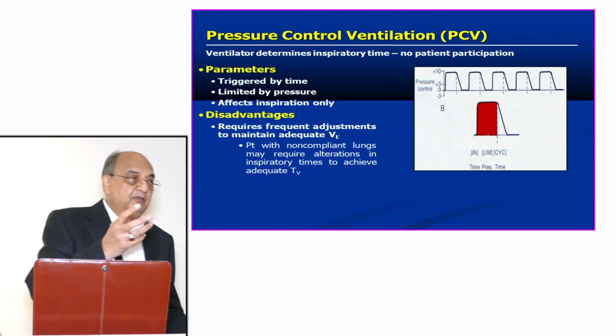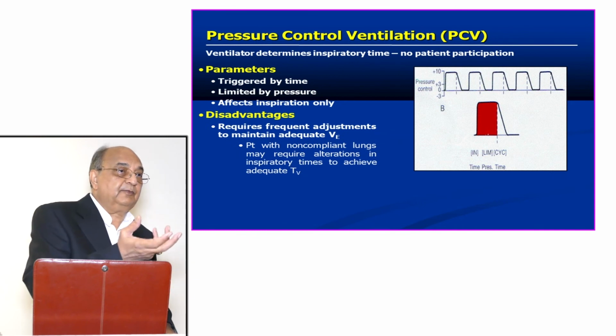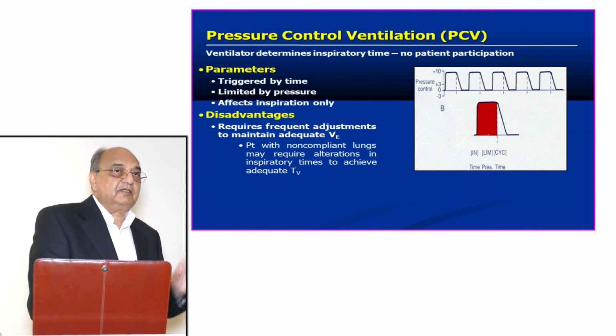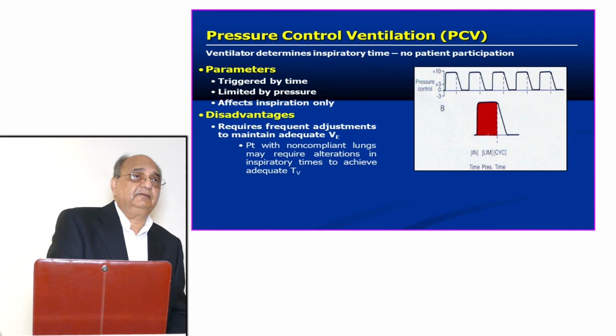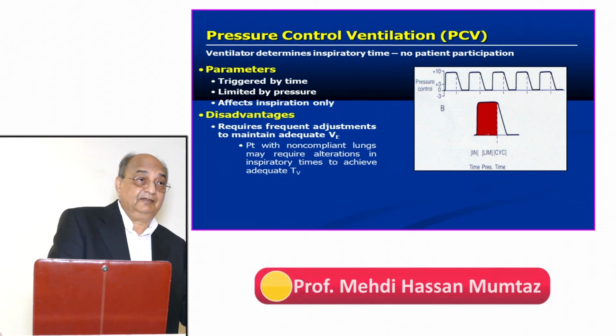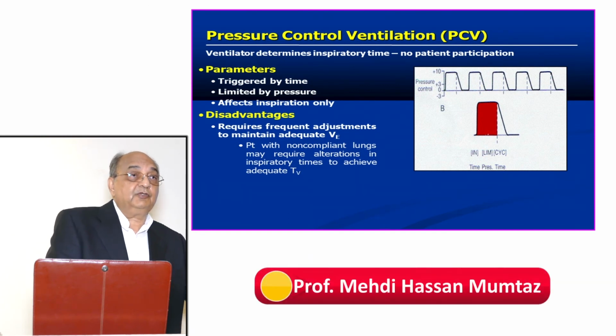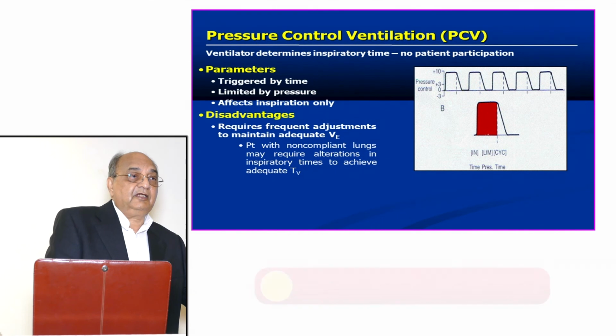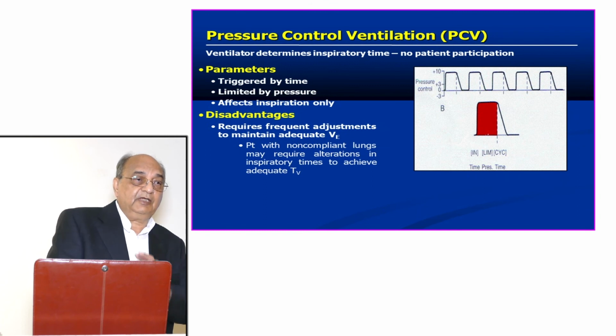When you put the patient on a pressure control ventilation, you will have to adjust, because when the gas is going to the lung, it depends on the time constant. Time constant is a product of compliance and resistance. Now, with the changing pathology of the lung, compliance and resistance will be changing. So it means you will have to adjust the pressure to have a desired volume.